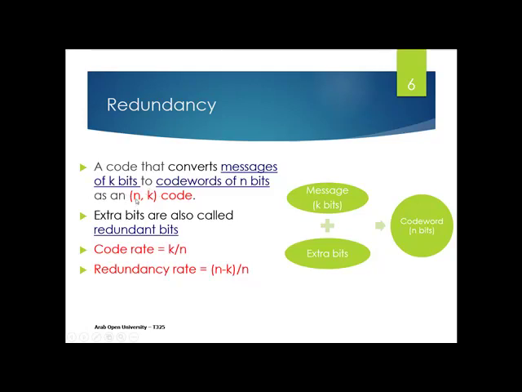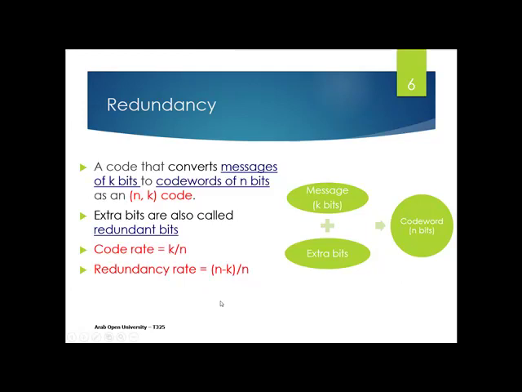As I said, n is the number of bits in the code word and k is the number of bits in the message. Sometimes the (n, k) notation is used but in bytes instead of bits. These extra bits that we added are called redundant bits. So we have the message, we have these extra bits, and together we get the code word. In general, n is greater than k. The code rate is the amount of message bits in the code word, and this is represented by k over n.